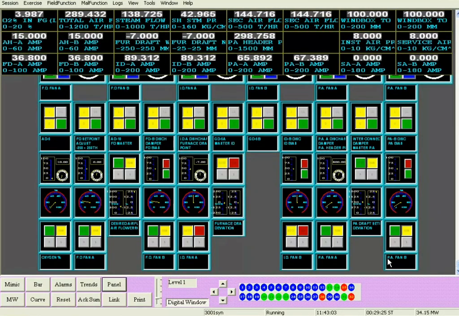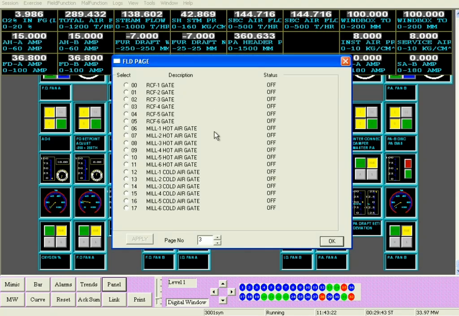Well, friends, we have loaded the file here, and here you can see that we have started the PA fans, but the PA discharge header pressure, that is 326 or 329 something, it is increasing. Actually, we want more than 640 there, then only we can start the pulverizer. So that will keep on increasing, but before that we have to open the cold air gates.